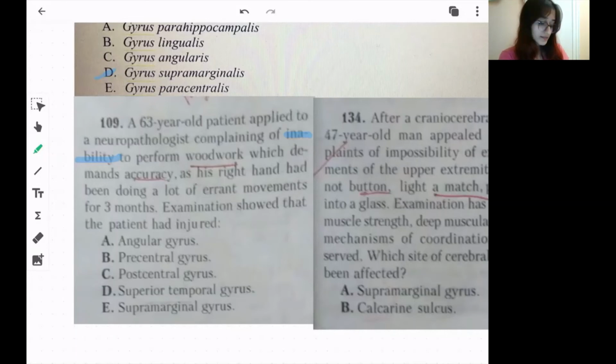It's not that his hand is not moving. If his hand was not moving at all, that would be the precentral gyrus, because the precentral gyrus is for all the motor movements. But they're saying he can't do it as accurately as he could before. So again, that was a learned purposeful movement that now he can't perform. So the answer is supramarginal gyrus.